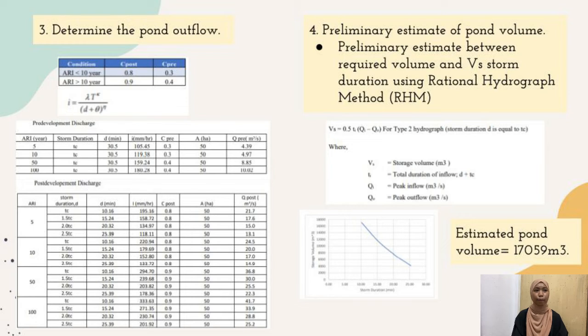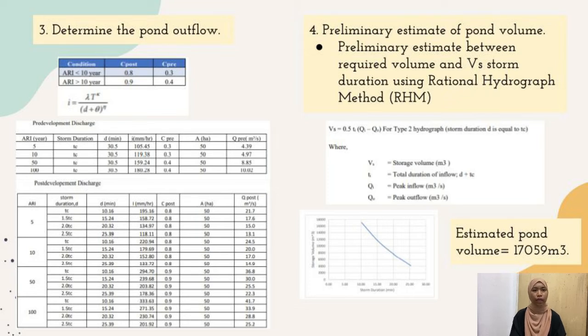Step number 3 is determine the peak flow. There are several constants that must be taken into consideration, which are the derived parameters lambda, k, theta, and also the n value that were taken from the location of Pusat Kampus Pekan Nanas. From that, we can compute and tabulate the pre-development discharge and also the post-development discharge.